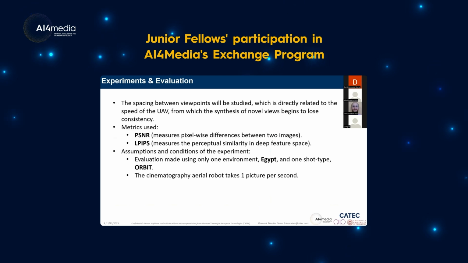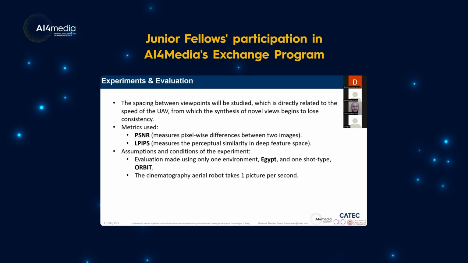To evaluate this, we decided to take two different metrics. The first one is the PSNR, which basically measures the pixel-wise difference between two images. Of course, if this value is higher, it is better. And the other one uses a deep feature space that basically measures the similarity between two images.